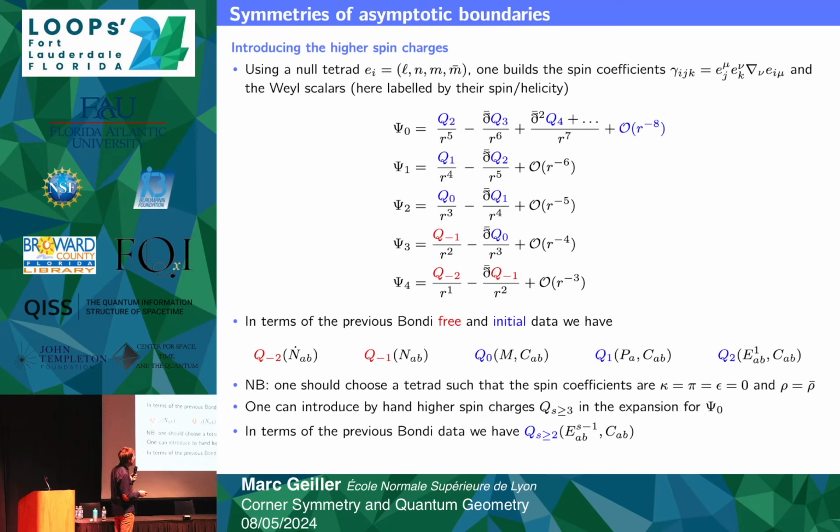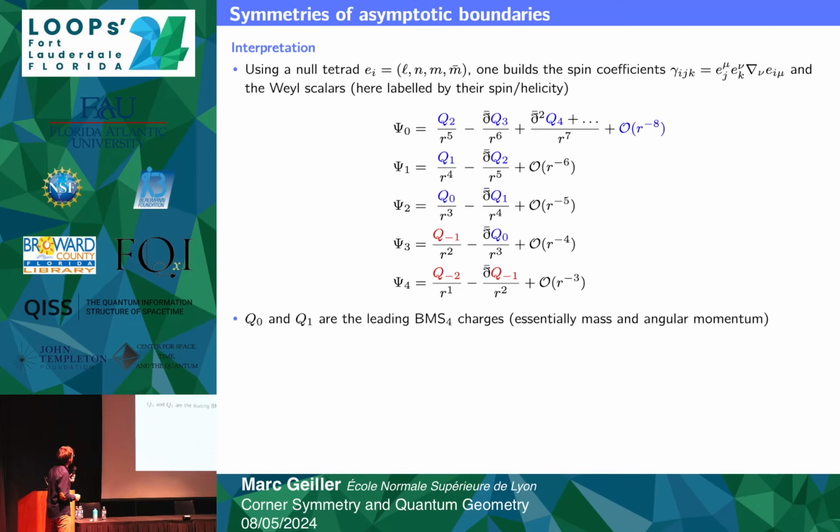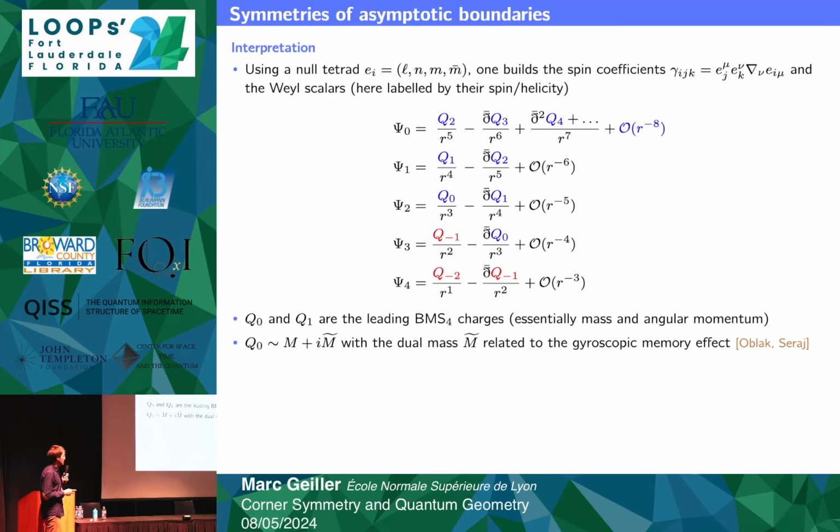You trade the expansion of ψ0 for higher spin charges, which you introduce by putting higher and higher powers of this derivative operator ð̄. In terms of the previous Bondi data, these higher spin charges Q_S are related to this E_AB^{S-1}. So this is the expansion of the angular metric in Bondi gauge. Essentially, Q0 and Q1, the spin 0 and spin 1 charges, are the leading BMS charges, so essentially mass and angular momentum. Since this is complex Newman-Penrose, in fact, the mass is complex. There is the real mass and an imaginary part called the dual mass.